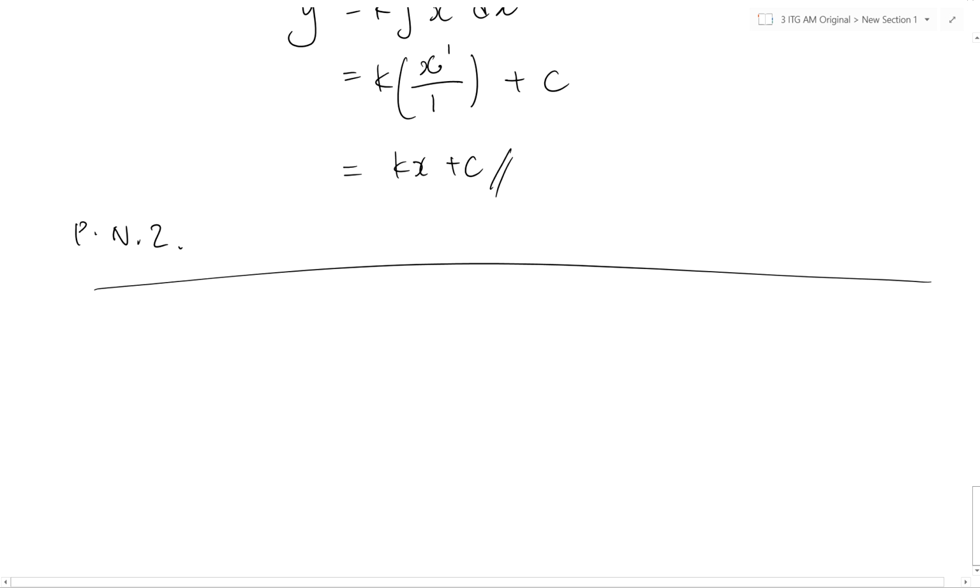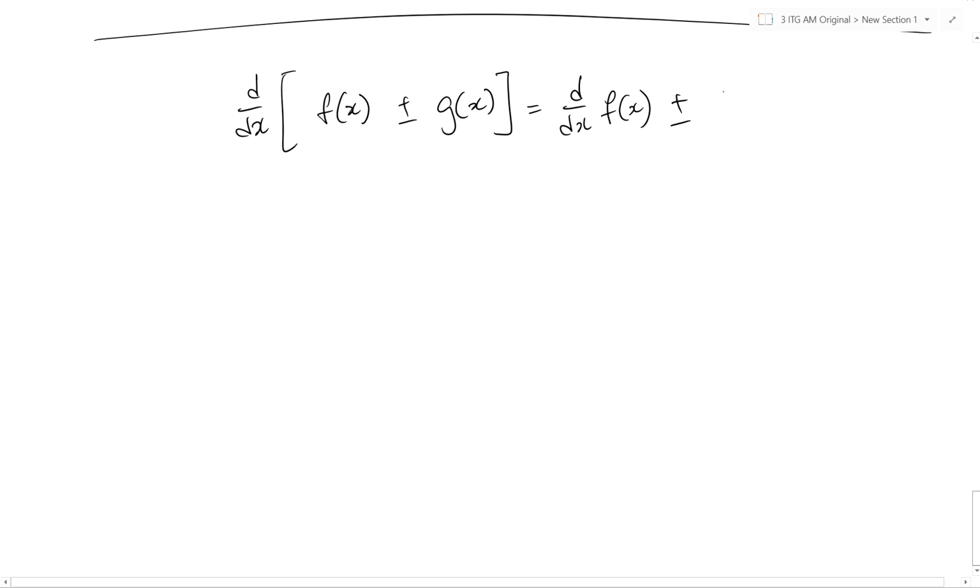The second rule of integration is again very similar to one of the rules that we learned for differentiation. When you differentiate f(x) plus or minus g(x), the result is simply differentiate with respect to x our f(x), and depending on whether it is a plus or minus sign, you differentiate your g(x). So as long as you're familiar with your differentiation, you should not have any issues with your integration. So let's go straight to Practice Now number 3.